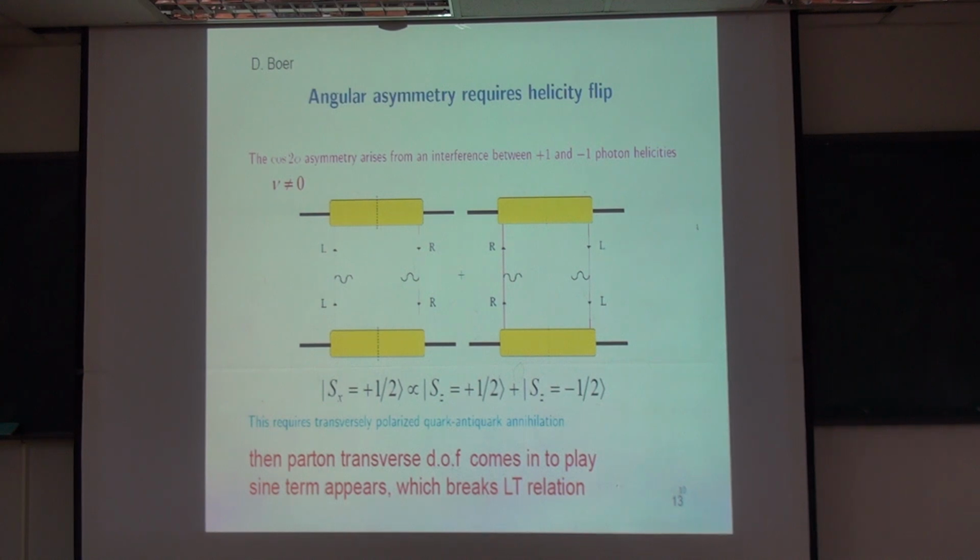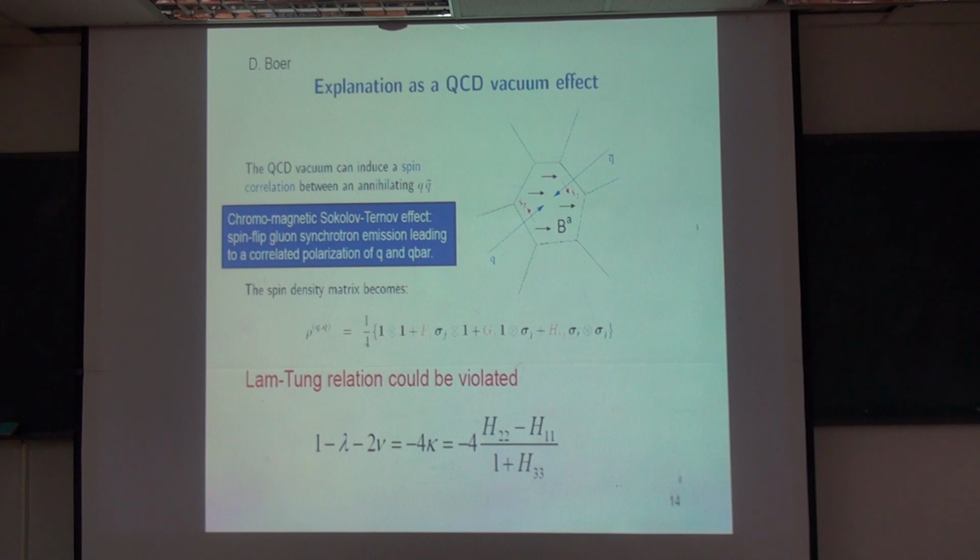Okay. Now the next question is, how can we have a transversely polarized quark? There are two ways. The first one is the so-called QCD vacuum effect. Maybe Keh-Fei can comment on this. That means we have a non-trivial QCD vacuum.